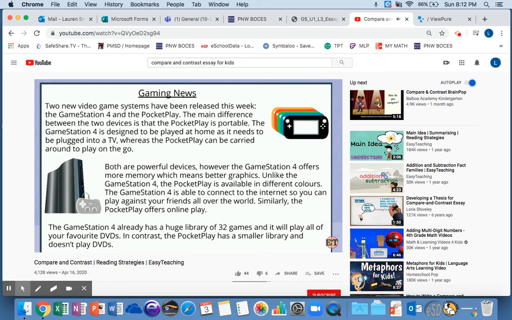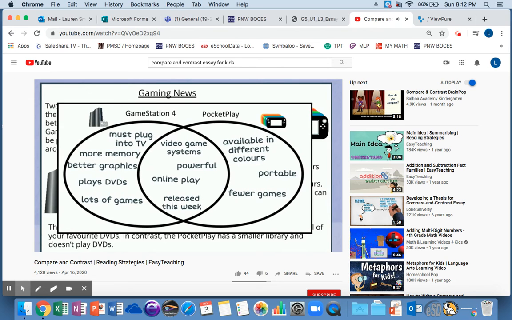Here are the similarities and differences I found. Which system do you think you'd prefer? Why? Justify your answer by comparing the two.